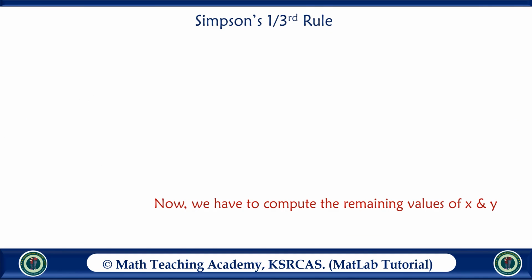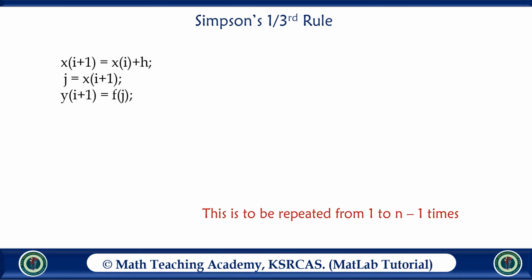Now we have to compute the remaining values of x and y. This is achieved by the command x of i plus 1 equal to x of i plus h, and j equal to x of i plus 1 and y of i plus 1 equal to f of j. This is to be repeated from 1 to n minus 1 times. So we have to insert this group of statements inside the for loop.